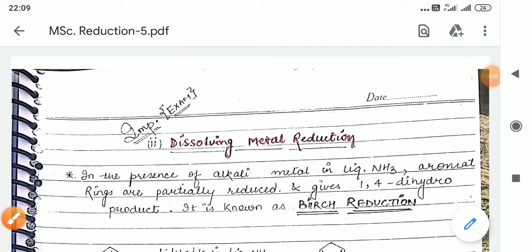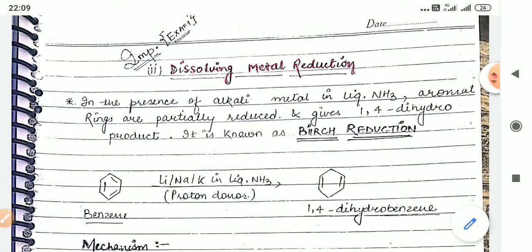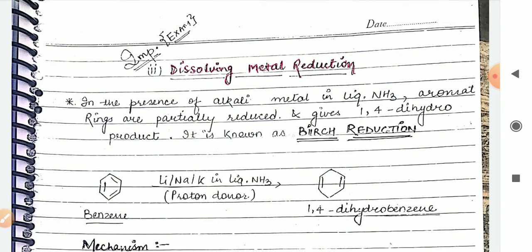Dear student, today we will discuss the dissolving metal reduction process. As you know, in previous methods we covered what reduction is and how it is performed. So today we are going to cover the reduction process by dissolving metal. What is the role of metals in the reduction process?